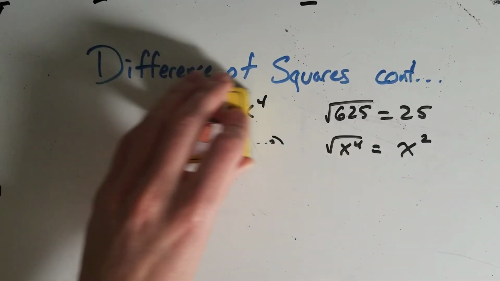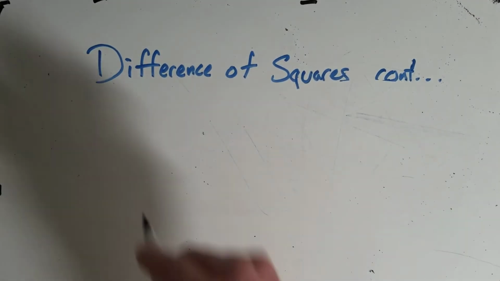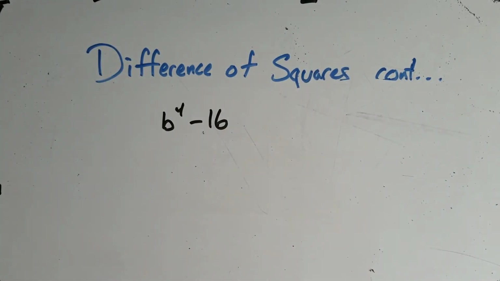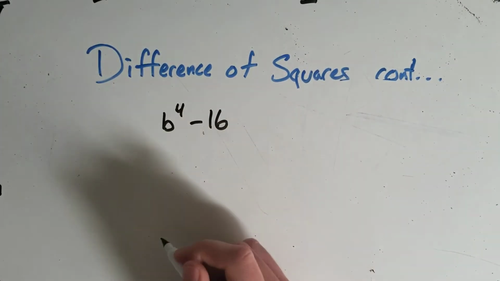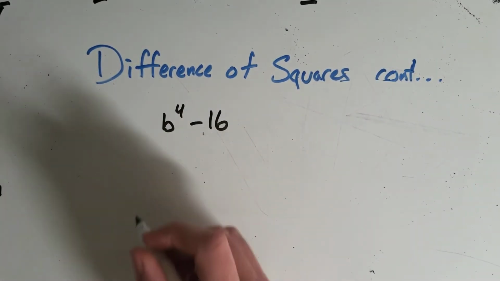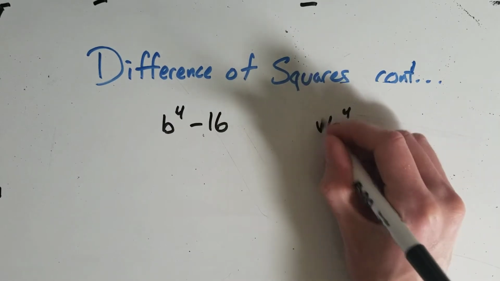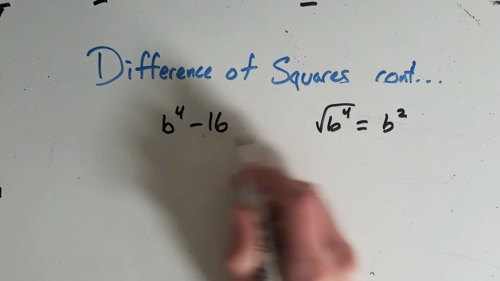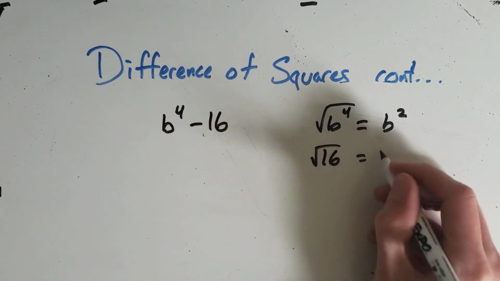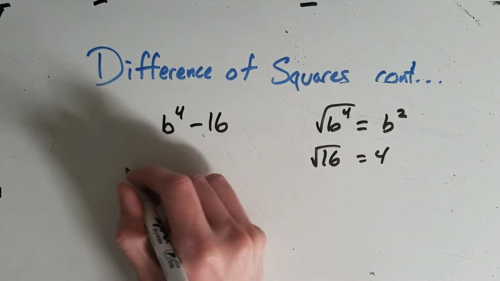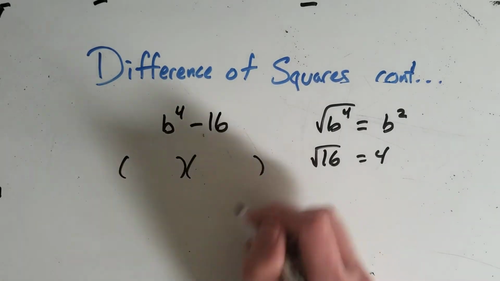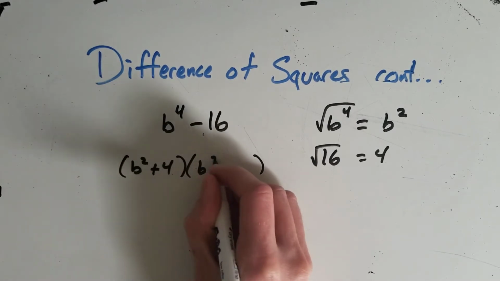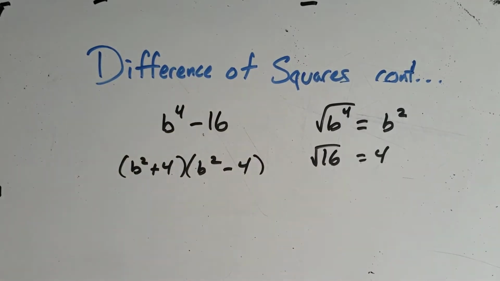So our next one, we have b to the fourth minus 16. So b to the fourth, well, that is a perfect square. You can take the square root of that, that would be b squared. 16, that's a perfect square. You can take the square root, it's 4. So your a term is b squared, your b term here is 4. So that means we're going to have b squared plus 4 and b squared minus 4.